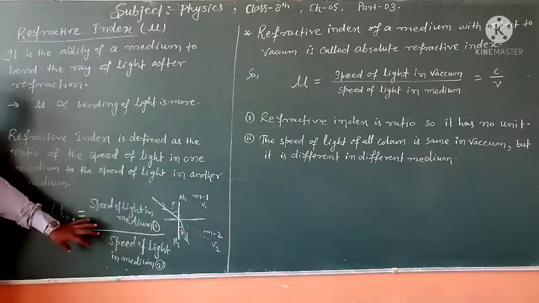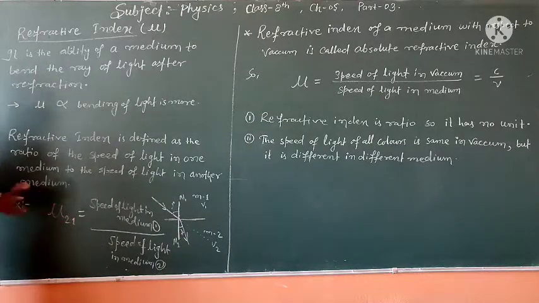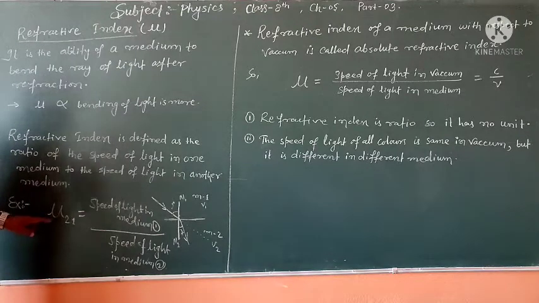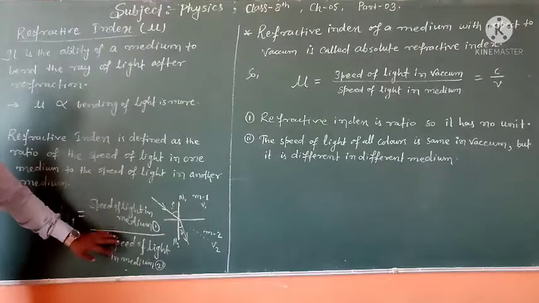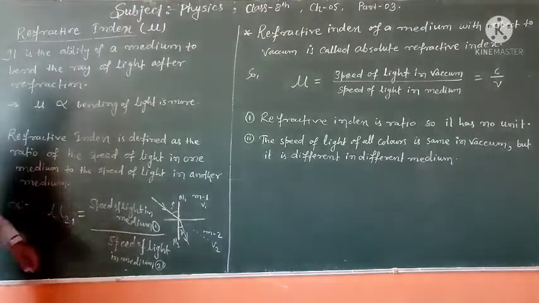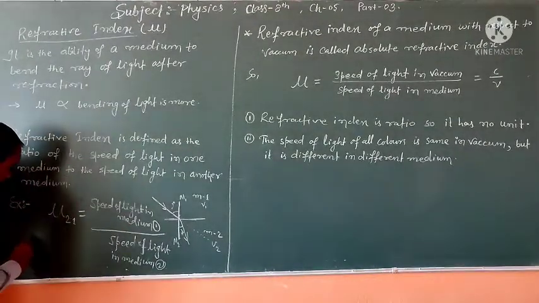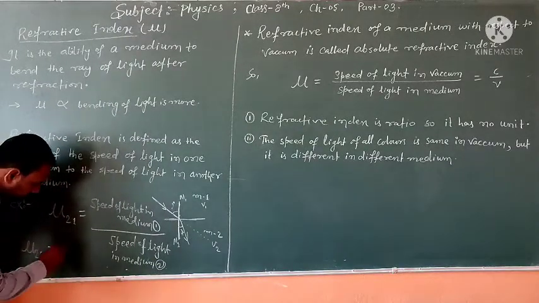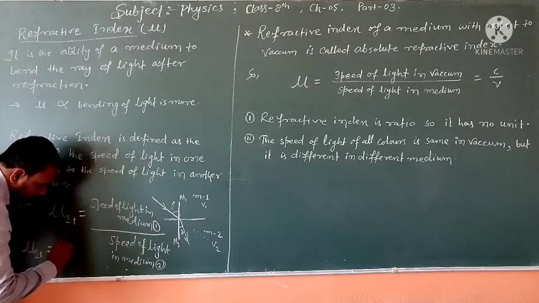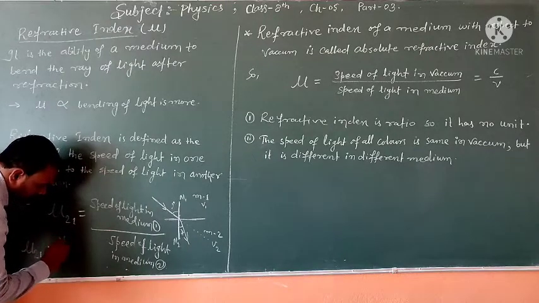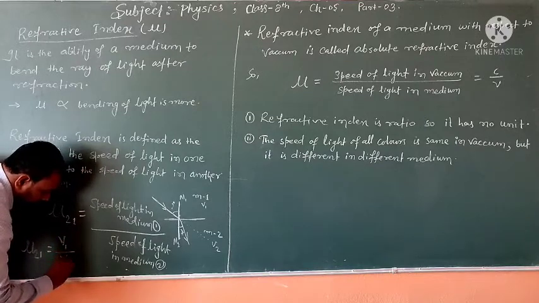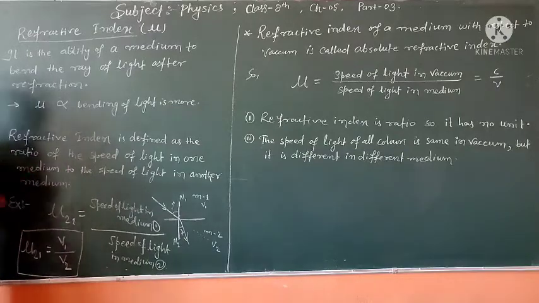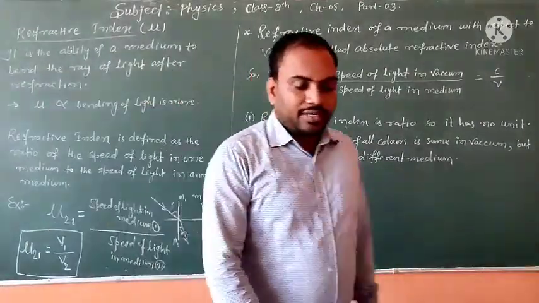Okay, so the refractive index of medium 2 with respect to medium 1 is the speed of light in medium 1 upon the speed of light in medium 2. You may also write mu 2 1 is equal to V1, the speed of light in medium 1, upon V2, the speed of light in medium 2. I hope you understand it.